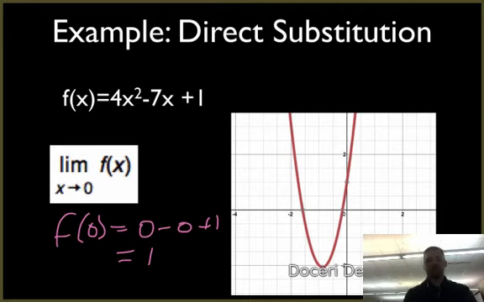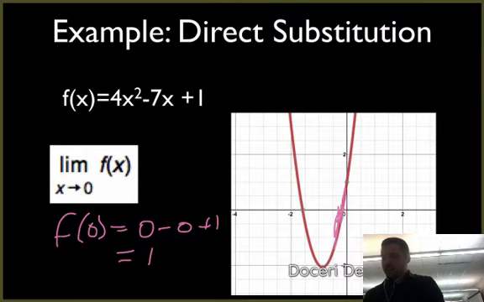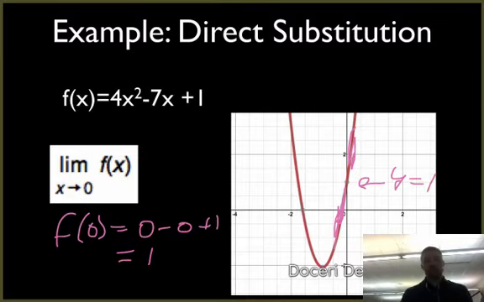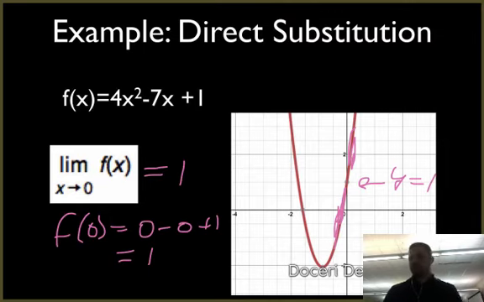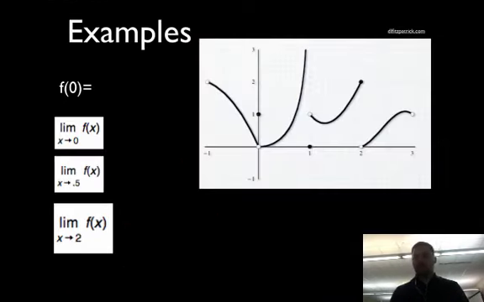Okay, so f of 0 is 1, and if we look at the graph, the function, as we come in to 0 from the left and from the right, approaches y equals 1. So we say the limit as x approaches 0 of the function is just 1. Alright? So the first thing you should always try is direct substitution. That's not always going to work though.